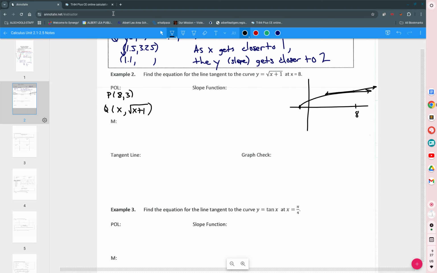And so we are now going to write the slope out. y sub 2 minus y sub 1 divided by x sub 2 minus x sub 1. Everybody okay with that? That's our slope function. We're going to type that into our graphing calculator.